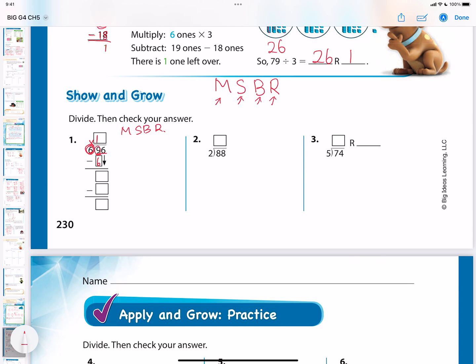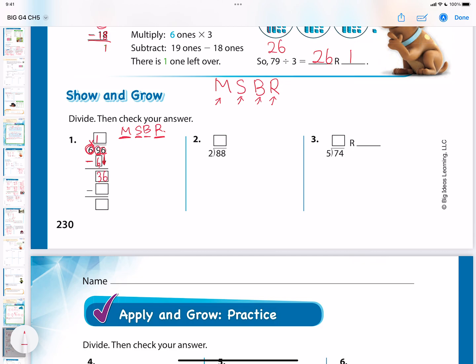All right, so now you need to subtract. We did multiply and then move on to subtract. Since we are working on the tens place, you have to subtract from the tens place. 9 take away 6 is 3. And then the next step is what? Bring it down. Bring the other number, which is 6. And then repeat the process. You see? MSBR. If you remember this, division is easy peasy lemon squeezy. Multiply, subtract, bring it down, repeat.